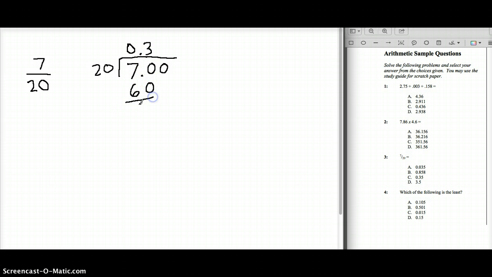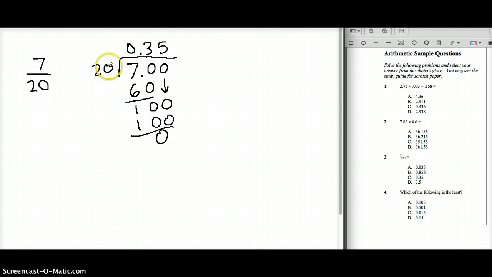So when we subtract this, we get 10. Now if you remember from your long division, we need to take the 0 and bring it down. So now we have the number 100, and 20 into 100. Well, that goes 5 times. So if we take 5 times 20, that's 100. And now we have no remainders. We're done. This is 0.